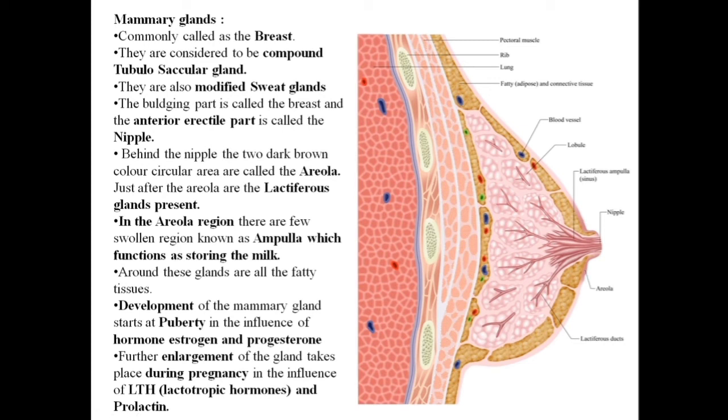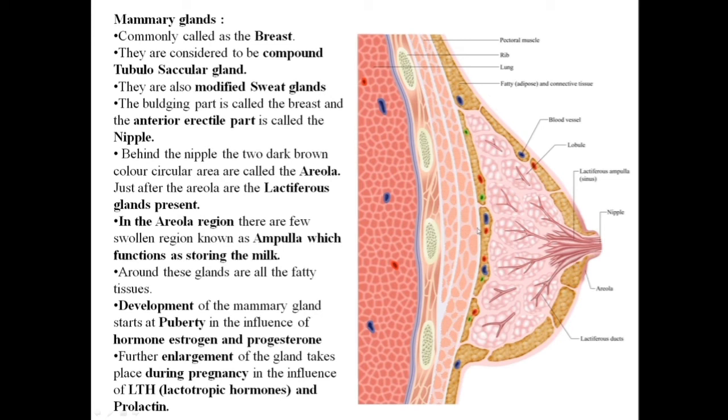Now let us see how these glands are located. The lactiferous glands are tubular saccular glands, and these glands open by a duct into the nipples. In the areolar region, that is this region, there is a swollen region called the lactiferous ampulla. The function of this ampulla is that it stores milk temporarily.